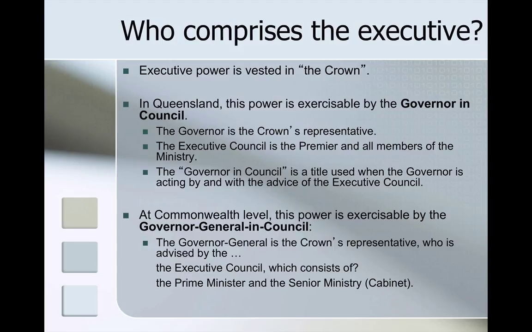And that's normally how executive power is exercised. It's notionally done by the Governor, but the Governor acts on the advice of the Premier and Cabinet. Similarly, at a Commonwealth level, this power is exercisable by the Governor-General in Council. The Governor-General is, again, the Crown's representative, who is advised by the Executive Council, which consists of the Prime Minister and the Senior Ministry, or the Cabinet. So once again, although the Governor-General appears to be exercising executive power, the reality is that the Governor-General acts upon the advice of the Prime Minister and Cabinet.